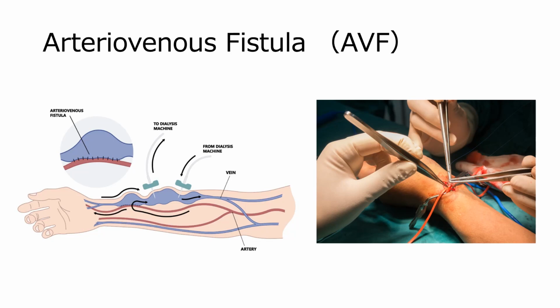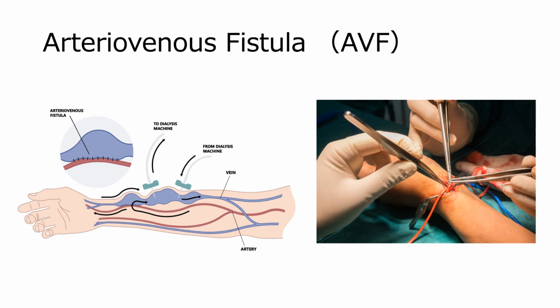The arteries and veins, which are self-vessels, are directly connected and short-circuited in the body, and blood from the arteries flows into the veins, increasing blood flow to enable hemodialysis by needle puncture of the veins. The increased blood flow dilates the superficial veins, making puncture easier on both the arterial and venous sides.